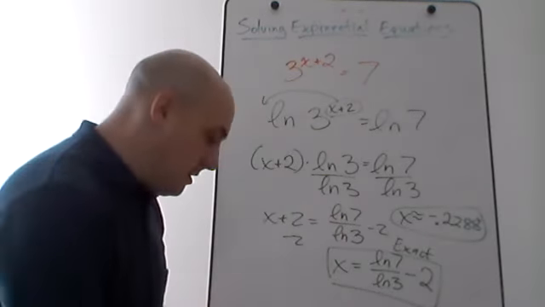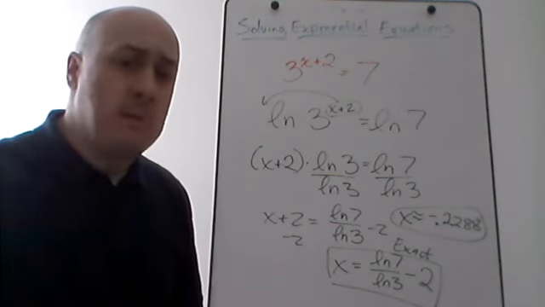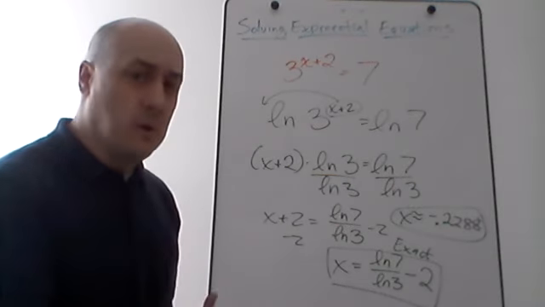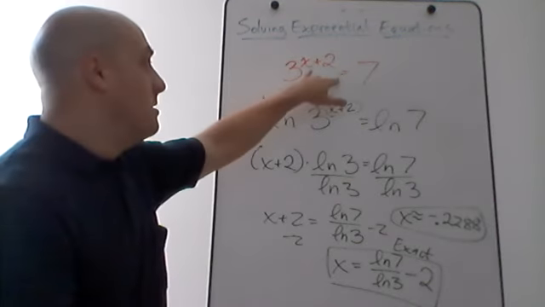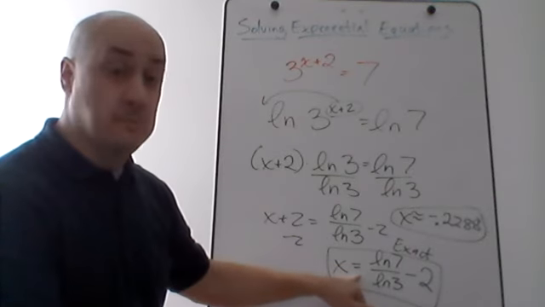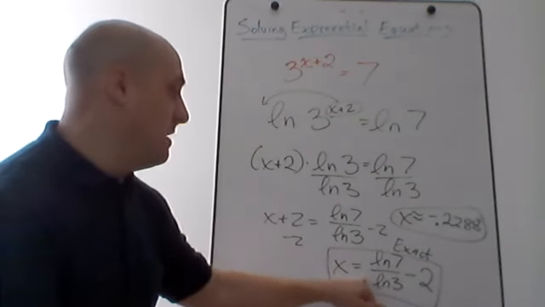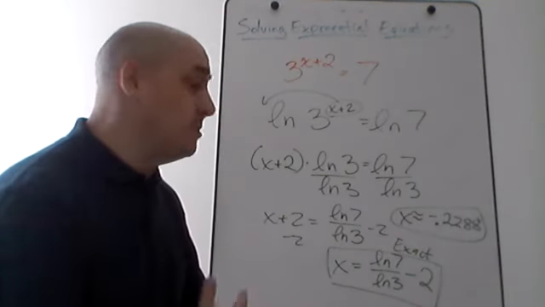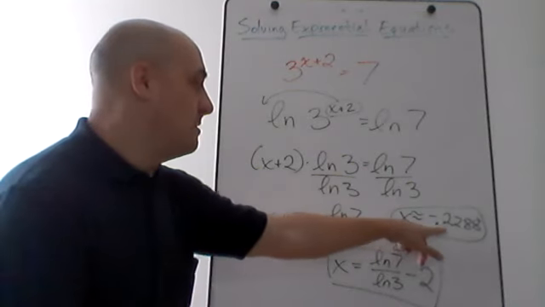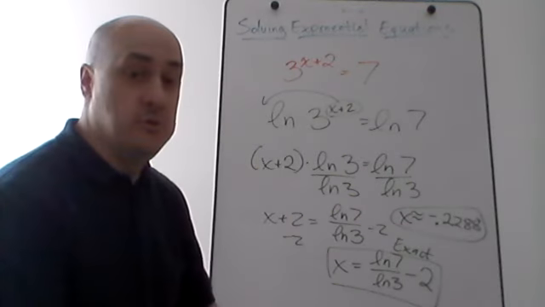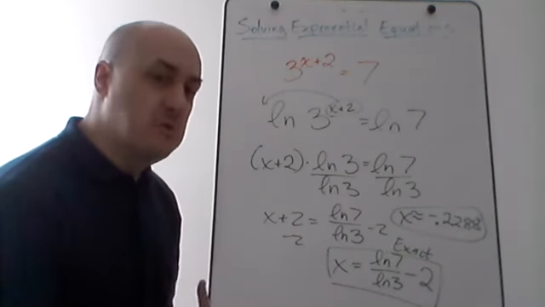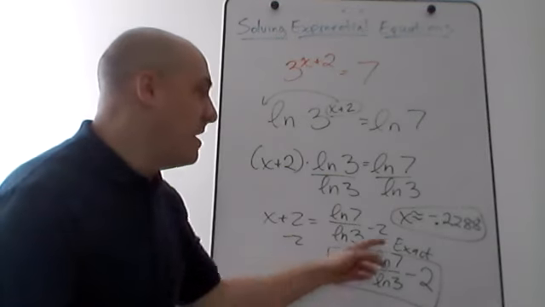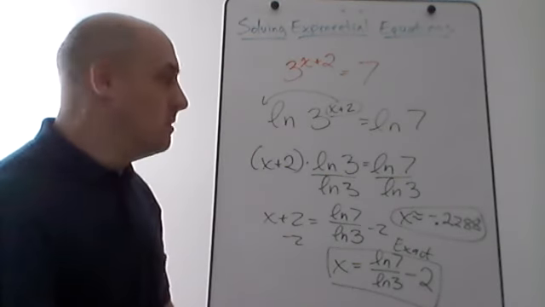All right, so depending on what type of problem you're doing and what the instructions are, some instructions say solve this equation, give the exact solution. Exact solution is ln of 7 divided by ln of 3 minus 2. If it says give an approximate solution rounded to 4 decimal places, then x is approximately equal to negative 0.2288. All right, so make sure for these problems you read the directions carefully and give the answer in the proper form.